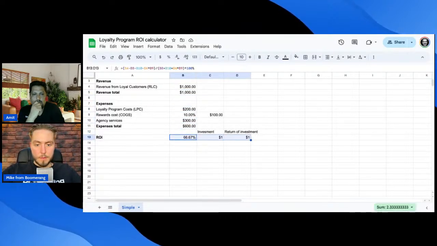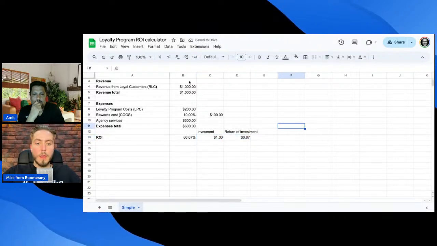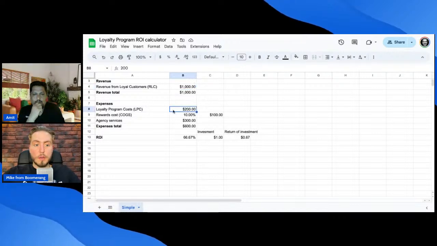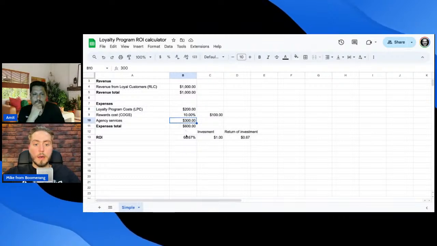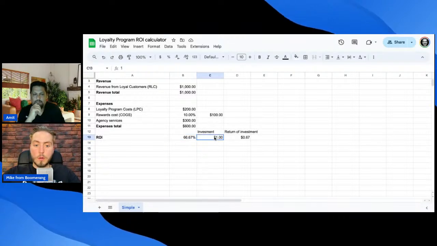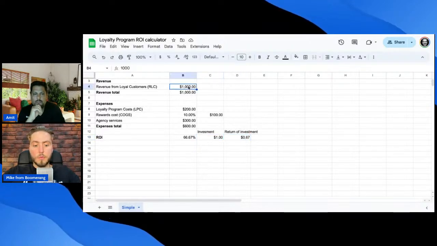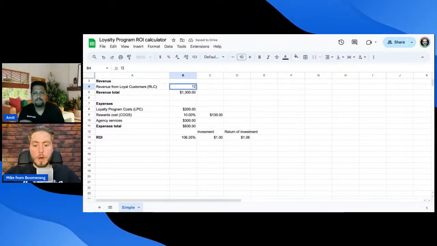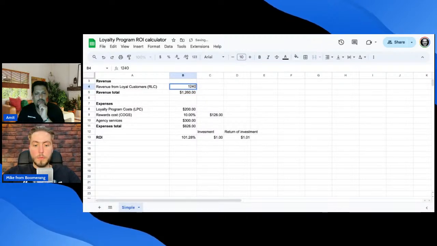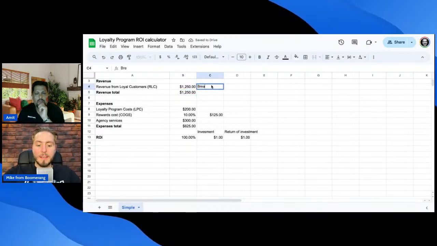Because in this case, I think it's much better to do it like this. If you generate just $1,000 as revenue by your loyalty program, and you plan to charge $200 for the platform and $300 for your services, the return of investment, unfortunately, will be unprofitable. Just 66%. It means one dollar invested by your client will get them back just 67 cents. And let's move up. Something about 1,250. Yeah, this is it. And this is the break even statement.